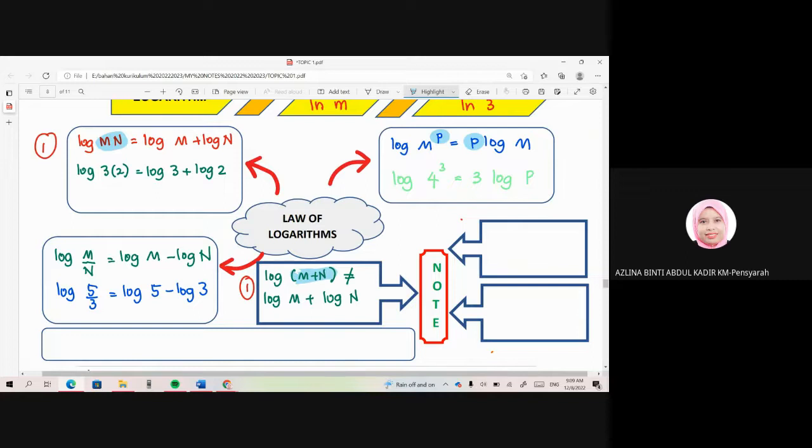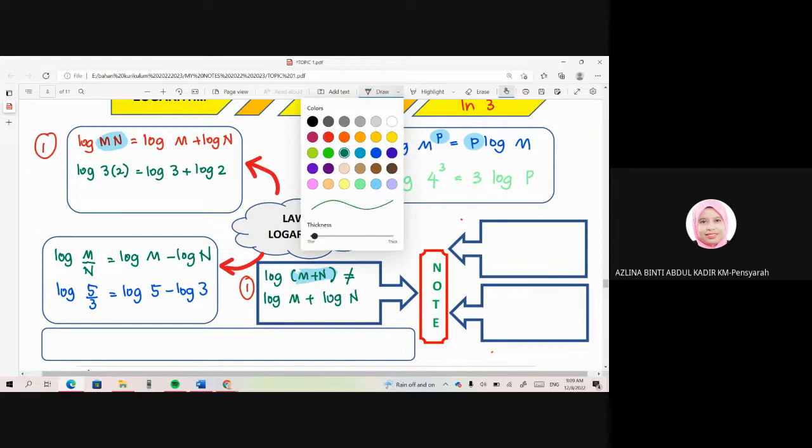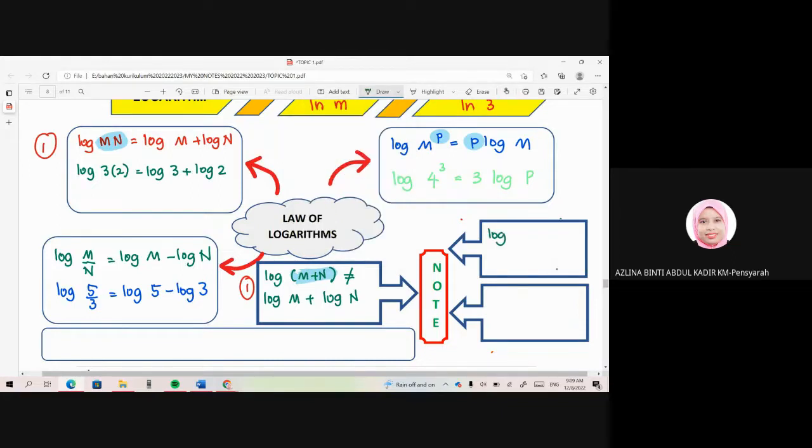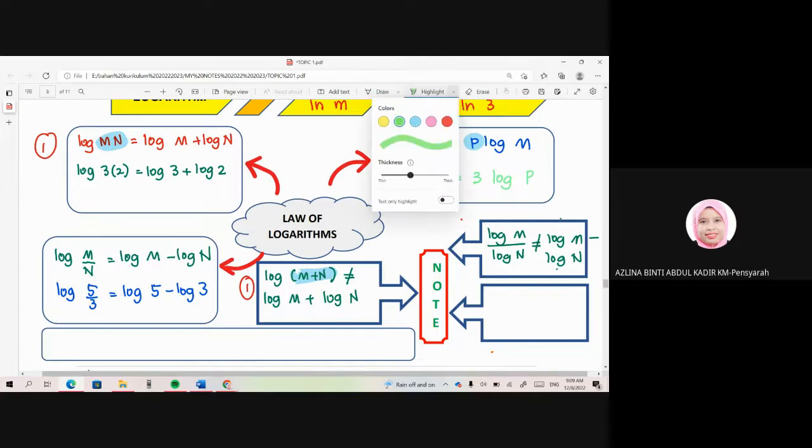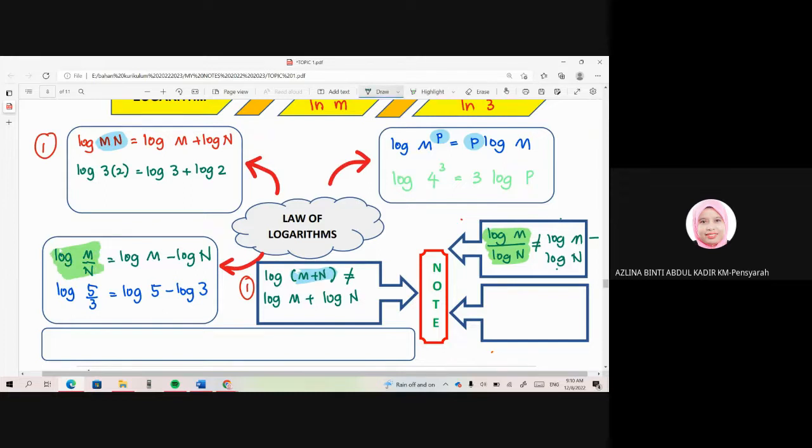Okay, next for division. For division, log m over log n is not equal to log m minus log n. It is the same case. So you compare with the second law, this one. It looks the same, right? But it is not the same.